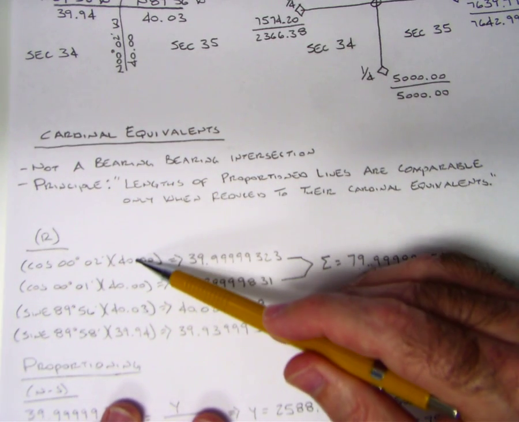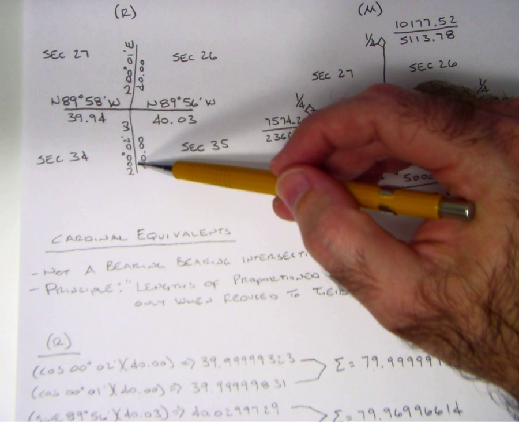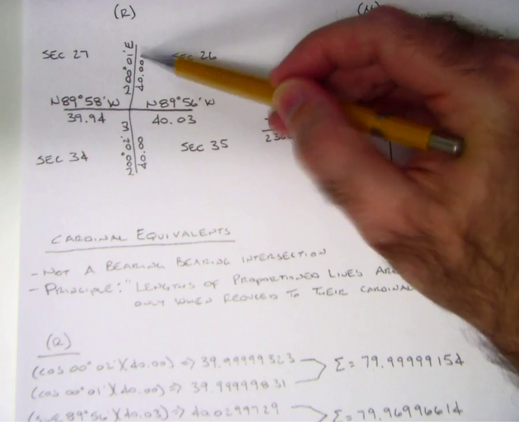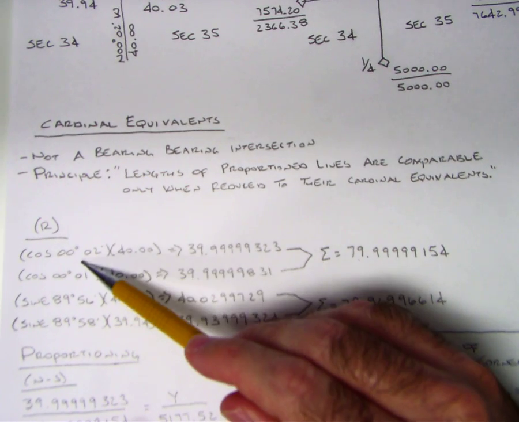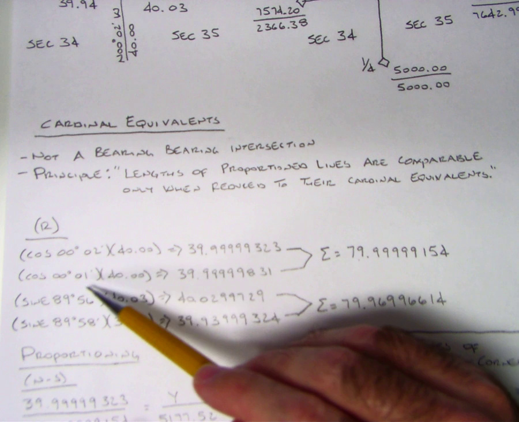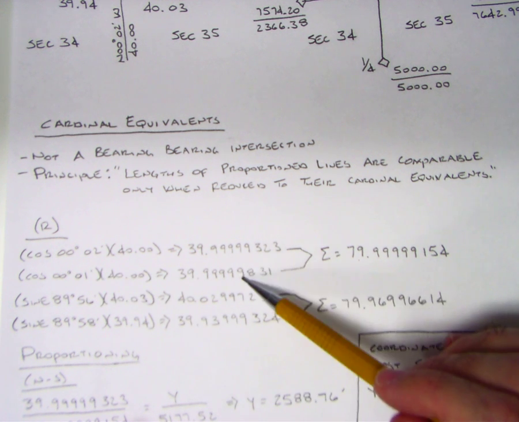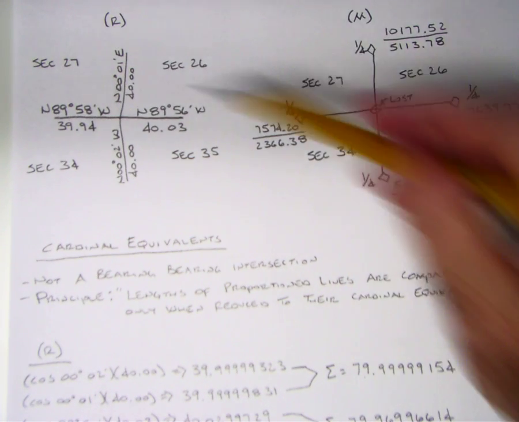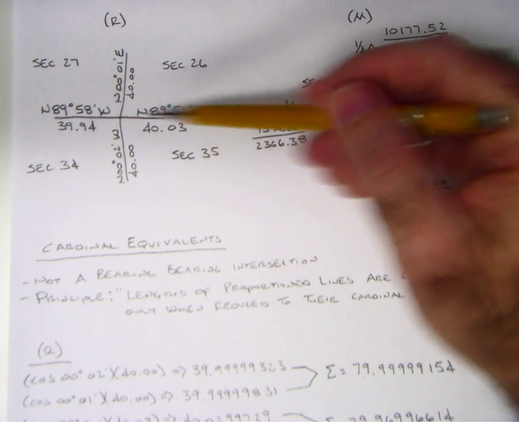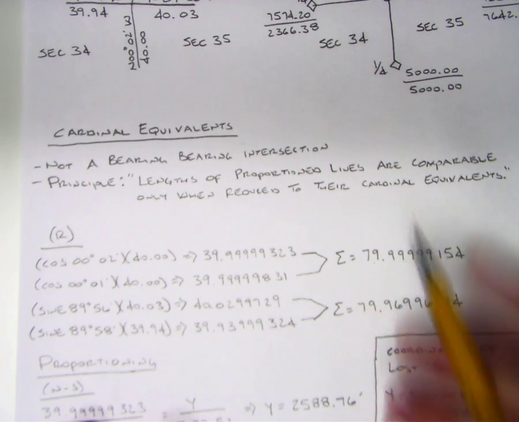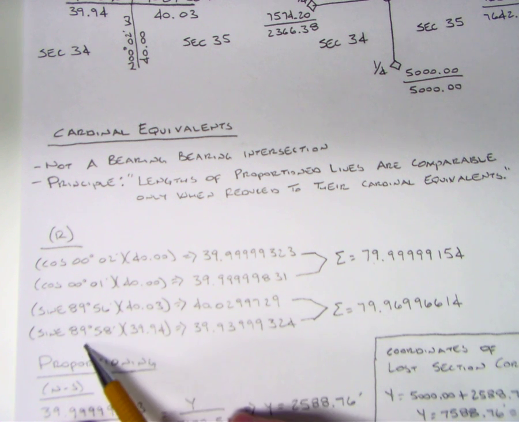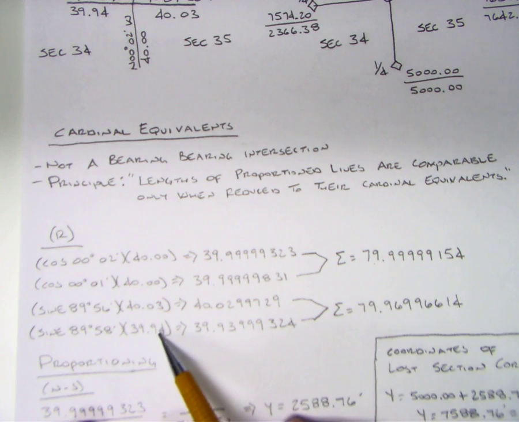And so here's, well, first I took the cardinal equivalent of this line, then this line, in north-south, and then I took the summation. So here's cosine of 0 degrees 2 minutes times 40, cosine of 0 degrees 1 minute times 40. Here's the cardinal equivalence, and here's the summation of the two. And next I took the cardinal equivalence of this line and then this line. So sine of 89 degrees 56 minutes times 40.03, and sine 89 degrees 58 minutes times 39.94, and then I took the summation.